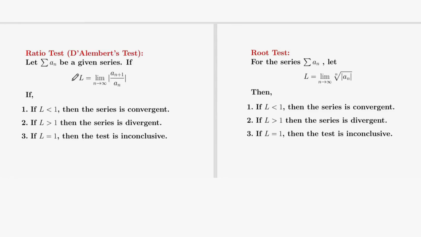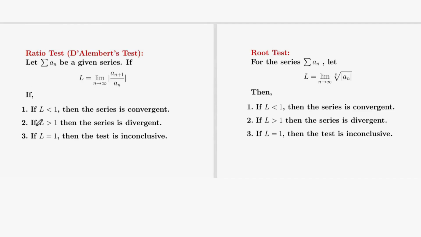Ratio test. Let series An be a given series. Let L equal limit n tends to infinity mod of An plus 1 upon An. Here An is the nth term of the series, and An plus 1 is the n plus 1th term of the series. Here the ratio of successive terms is taken, so that's why this is known as the ratio test.